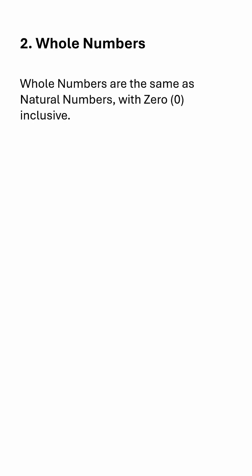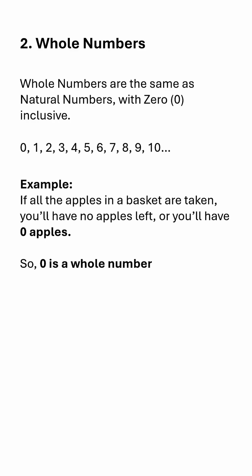Next, whole numbers. These are natural numbers plus 0. 0, 1, 2, 3. For example, if you have no apples, that is 0. So 0 is a whole number.